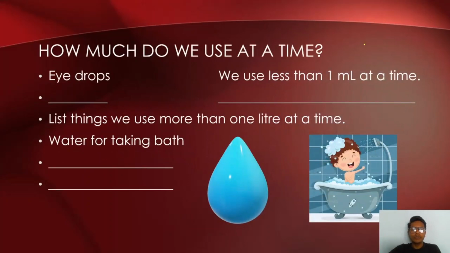how much do we use at a time? So here we have to see how much we are using that quantity at a time. For example, if we take an example of eye drops, we use less than 1 ml at a time. We only use 1 or 2 drops, right? 1 or 2 drops of eye drops for our eyes. That is less than 1 ml at a time. So here you have to make one list. For example, here you can write shampoo. So shampoo we use 5 to 6 ml at a time, right? For example, hair oil we use 10 ml at a time. So likewise there are some of the examples.